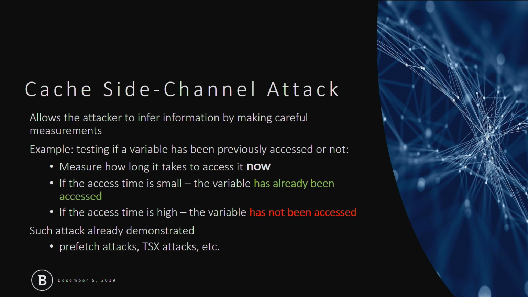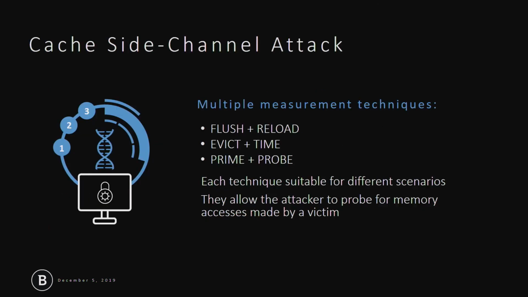Such attacks are already demonstrated in the literature. We have prefetch attacks, TSX attacks, and so on. There are many measurement techniques, such as flush and reload, evict and time, prime and probe, each suitable for different attack scenarios. Each technique allows the attacker to probe for memory accesses made by the victim. In our attacks, we use flush and reload. For example, flushing the test variable, executing the victim, then re-accessing the test variable. And if the access time is low, then victim execution accessed part of the cache, including our test variable, or else it did not.